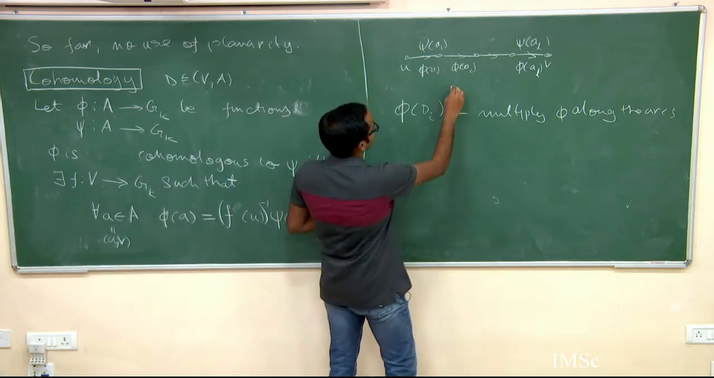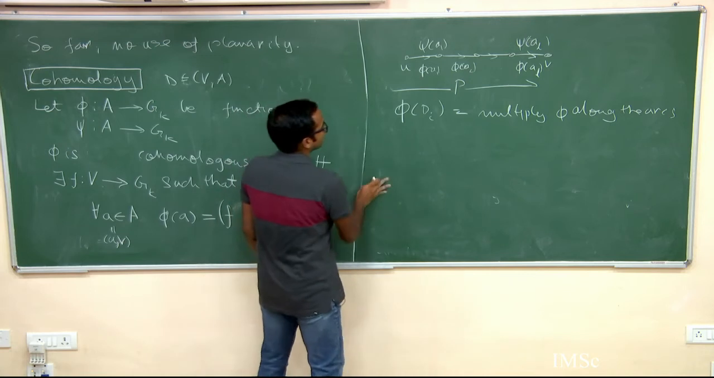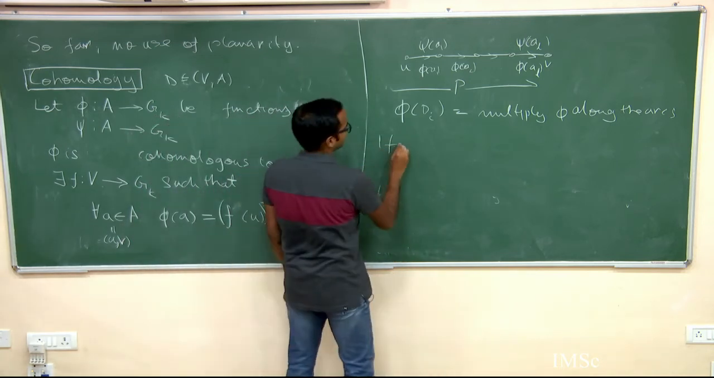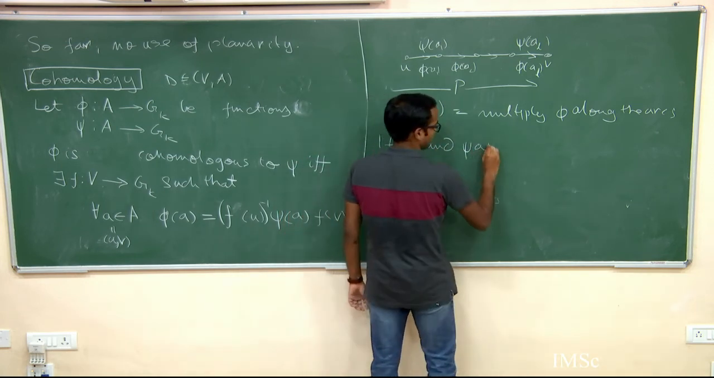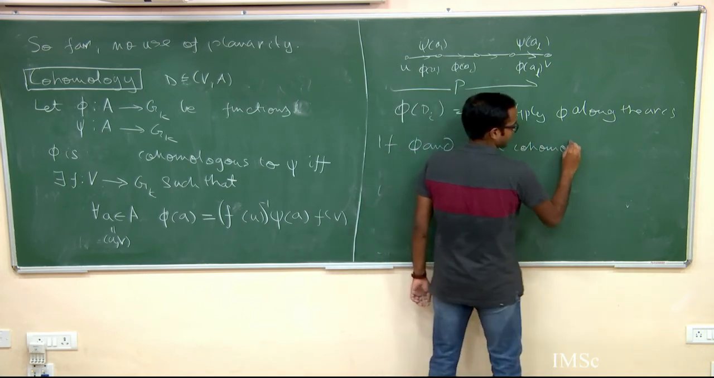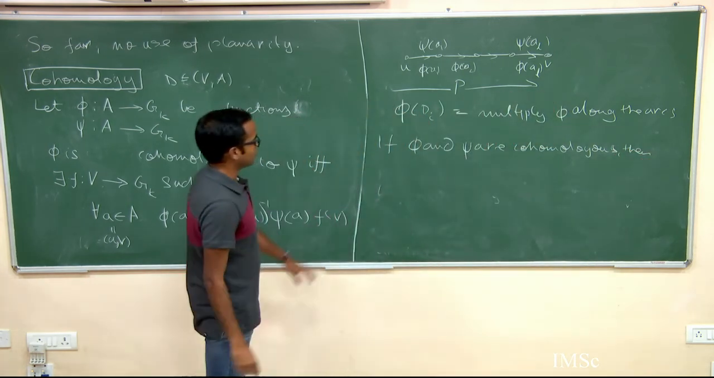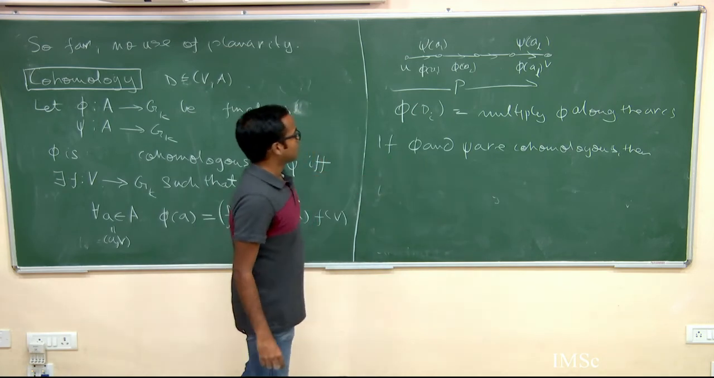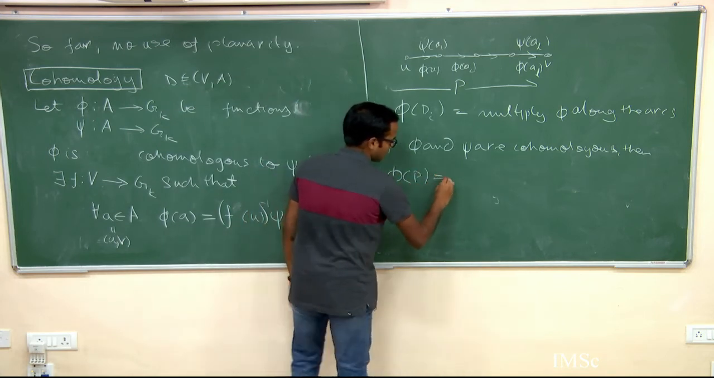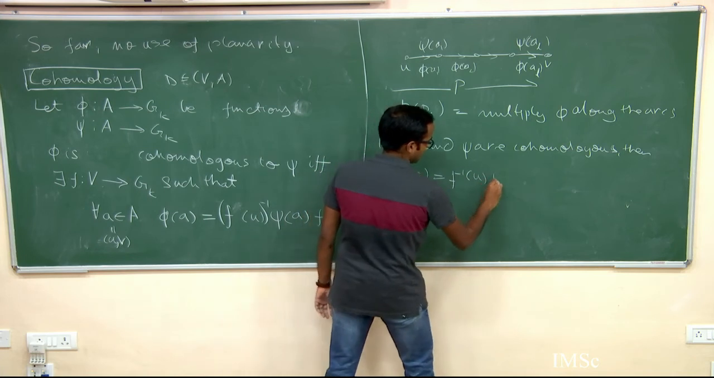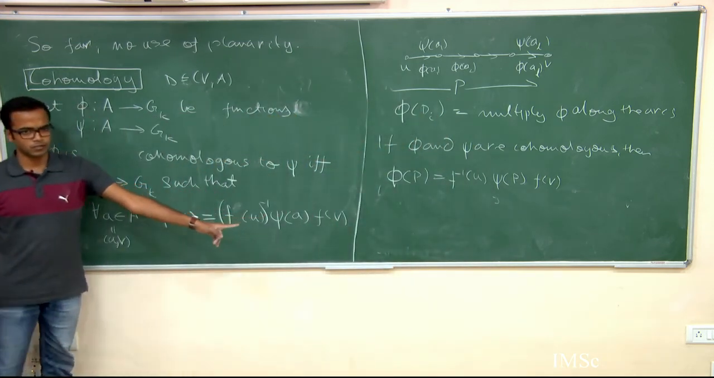So suppose P is a UV path. If psi and phi are cohomologous, then this happens. Phi of P will be equal to F inverse of U multiplied by psi of P and then F of V. Okay, this is what this condition gives you.